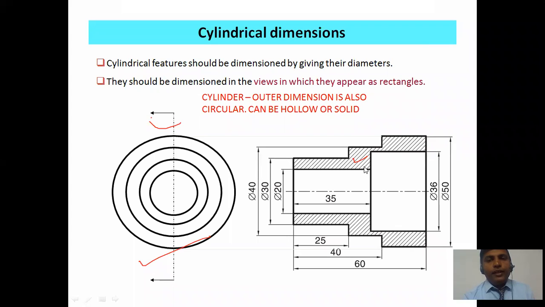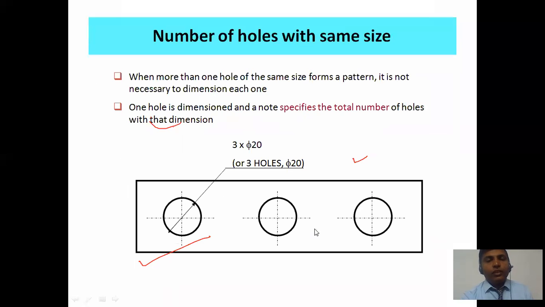Okay, now if we go ahead again, number of holes. Over dimensioning is not allowed in the case of any drawing. So if the same features are available in the drawing, you can show it like this: 3 holes, Φ20. As all the holes are of the same size, you can give the quantity and the same size, that is Φ20. But over dimensioning is not allowed, and that is not the correct way of dimensioning.